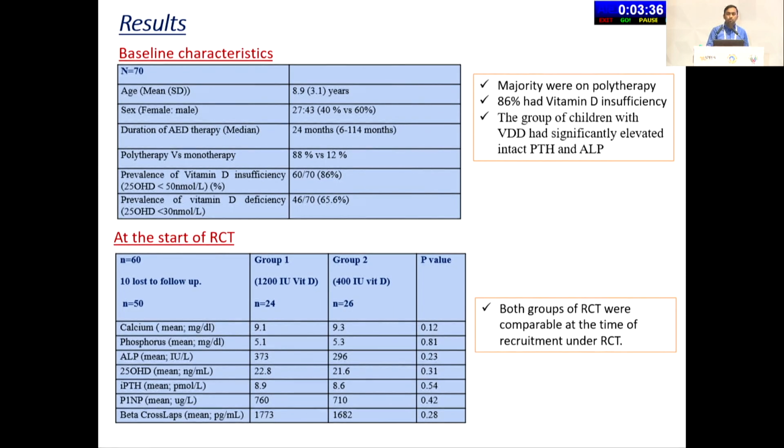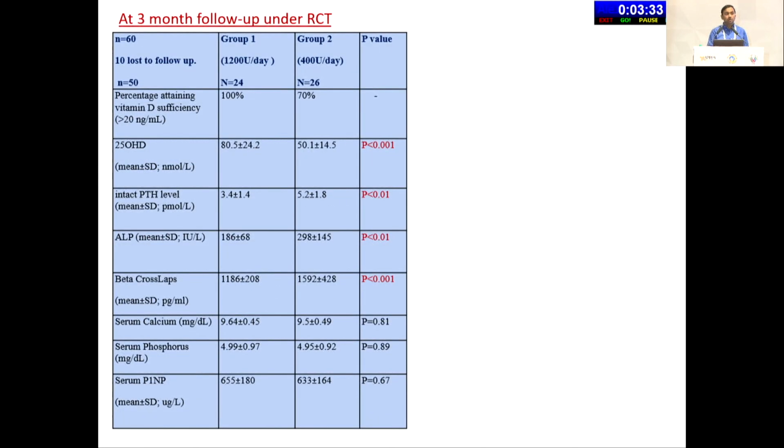At baseline, both these groups were comparable. Now at 3 months of follow-up under this RCT, regarding the percentage of vitamin D, we can see that in group 1, all the patients achieved the status of vitamin D sufficiency in comparison to 70% of the patients in group 2. And the 25-OHD level was significantly higher in group 1 in comparison to group 2. And the other markers of bone health like intact PTH, ALP, and beta cross laps were significantly better in group 1 receiving the higher dose in comparison to group 2.